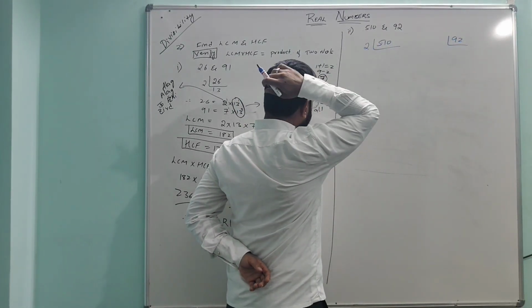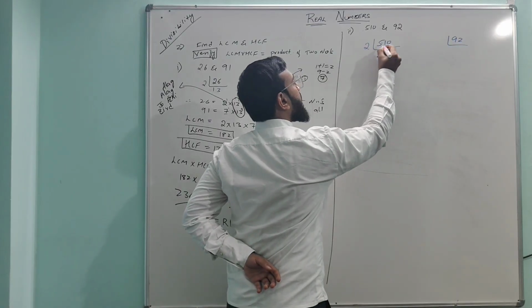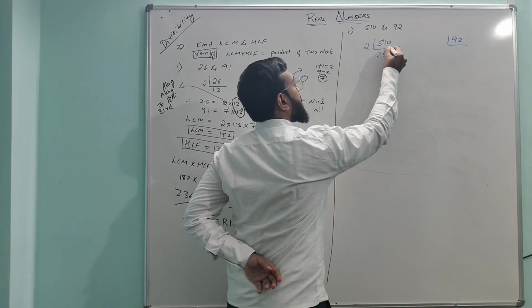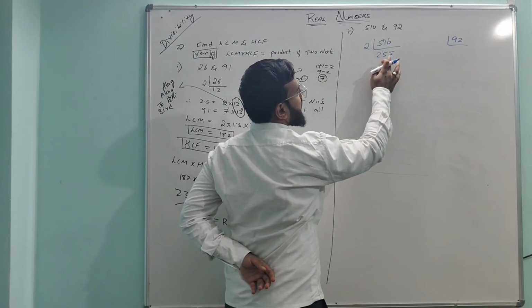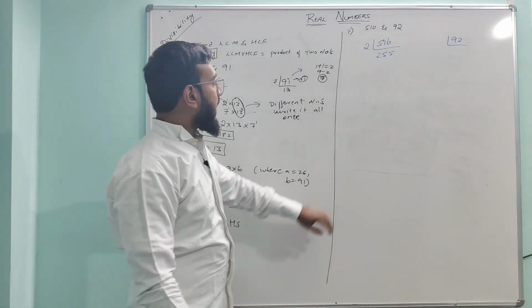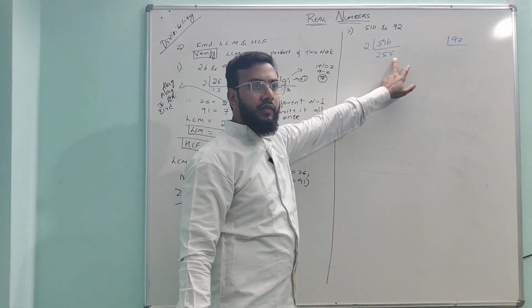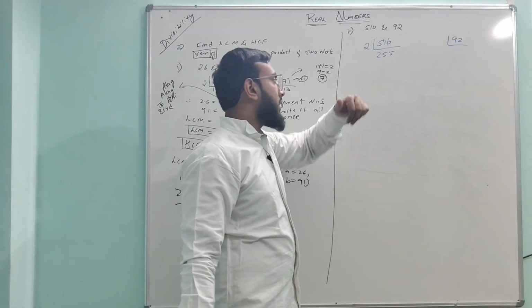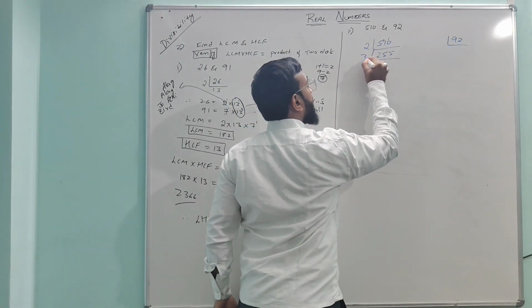2 table, it is divisible. 2 2s are 4, 1 carry. 2 5s are 10, 1 carry. 2 5s are 10. We'll check whether it is divisible by 3. How to check? Add up all of this. 2 plus 5 is 7, 7 plus 5 is 12. 12 is divisible by 3. Yes, it is divisible. I will go with 3.